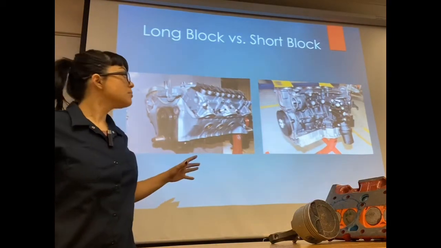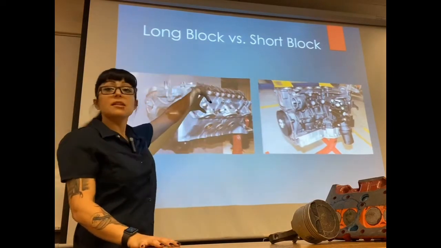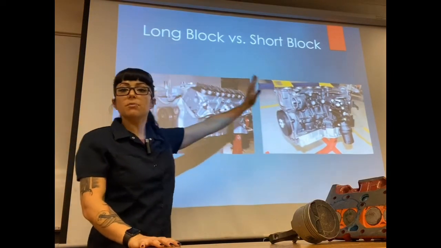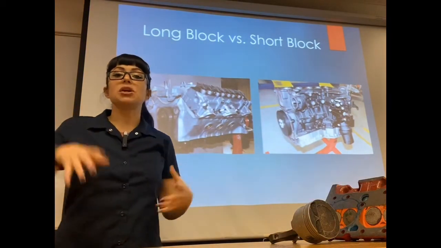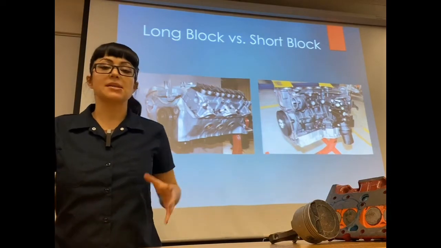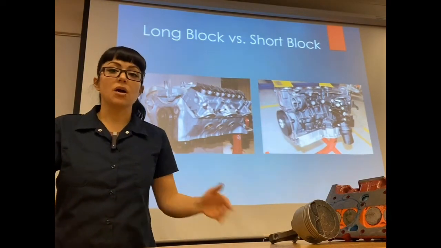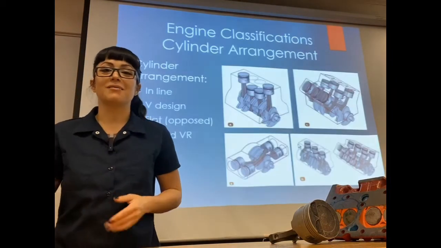So a long block is going to contain the short block and the cylinder heads on top. A short block is only the bottom half of the engine. A long block is the complete engine, including the cylinder heads on top. So hopefully that makes sense. There's your short block, your long block, and the difference between your small block and big block.